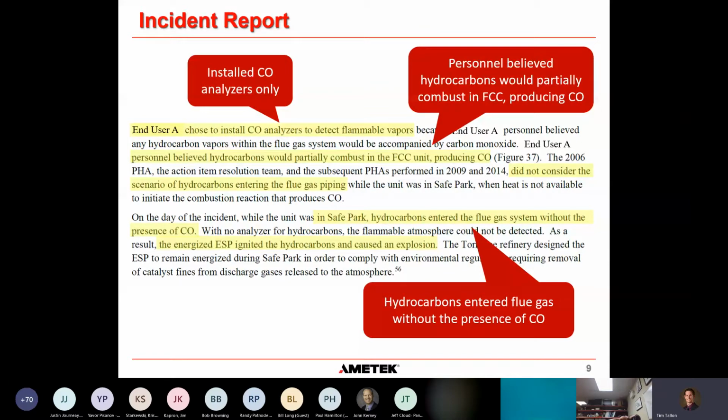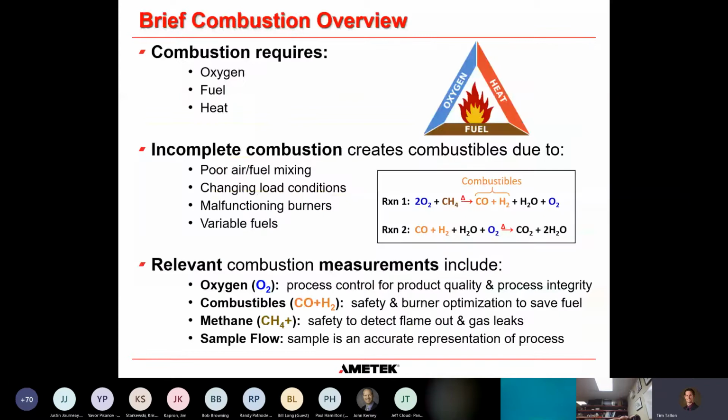But before we go too deep in that conversation, let's talk about combustion overall. Combustion, as a brief overview, as you may know, requires 3 things.